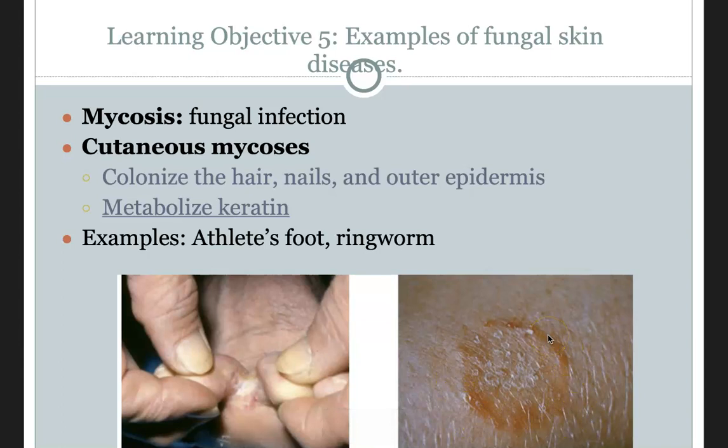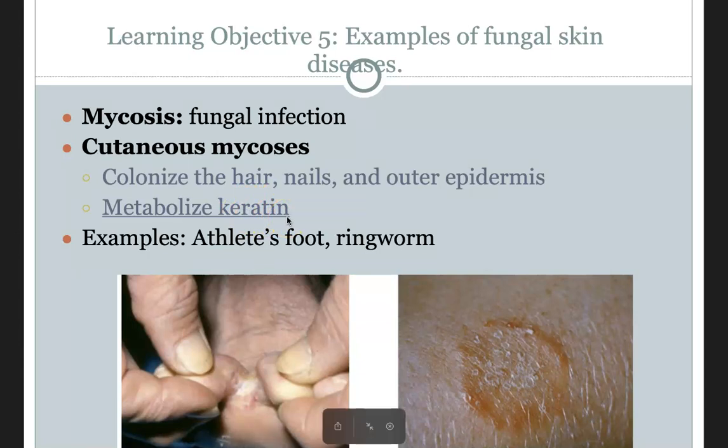And the biggest difference between what bacteria are doing when they're getting down in between cells to deeper layers and what fungus do is that fungus can metabolize keratin. So they're actually digesting and breaking down that tough protein as an energy source. And the bacteria we talked about, they aren't doing that.